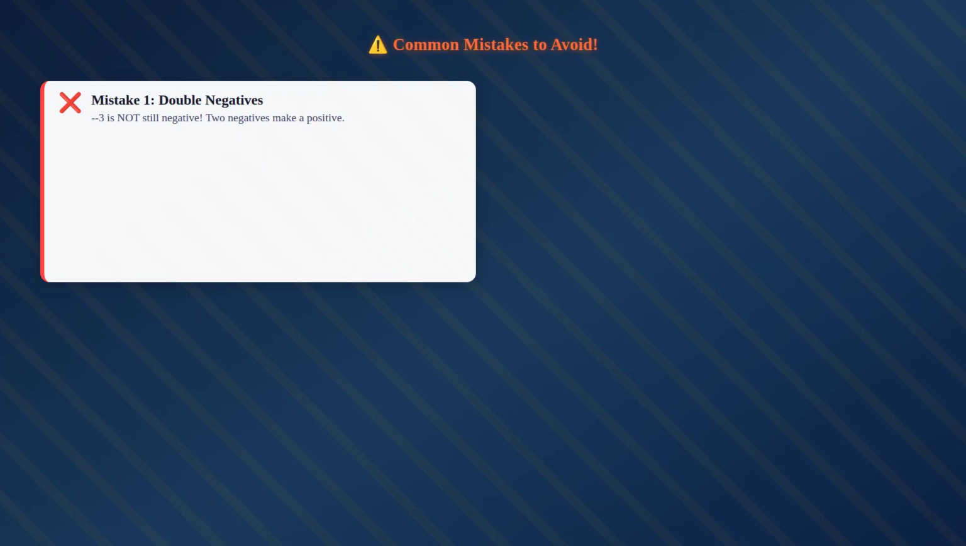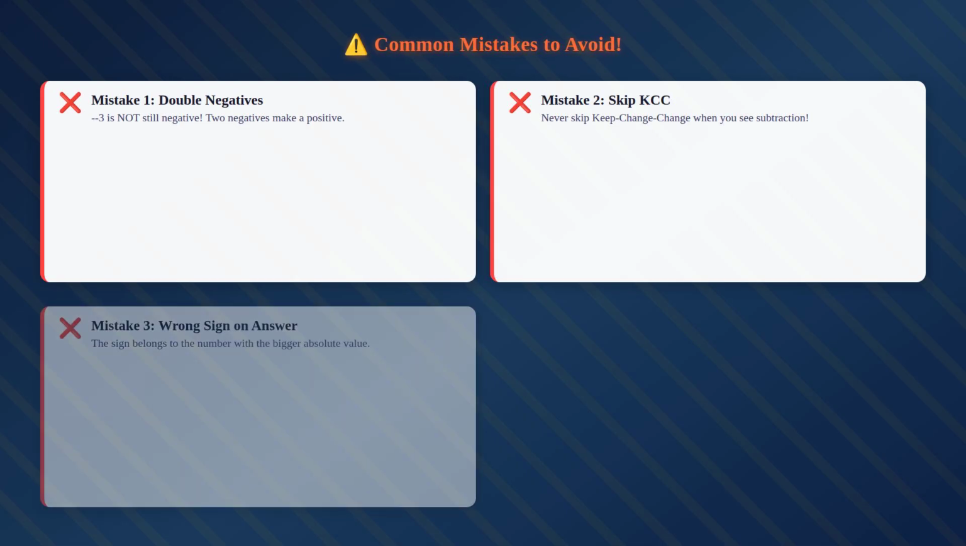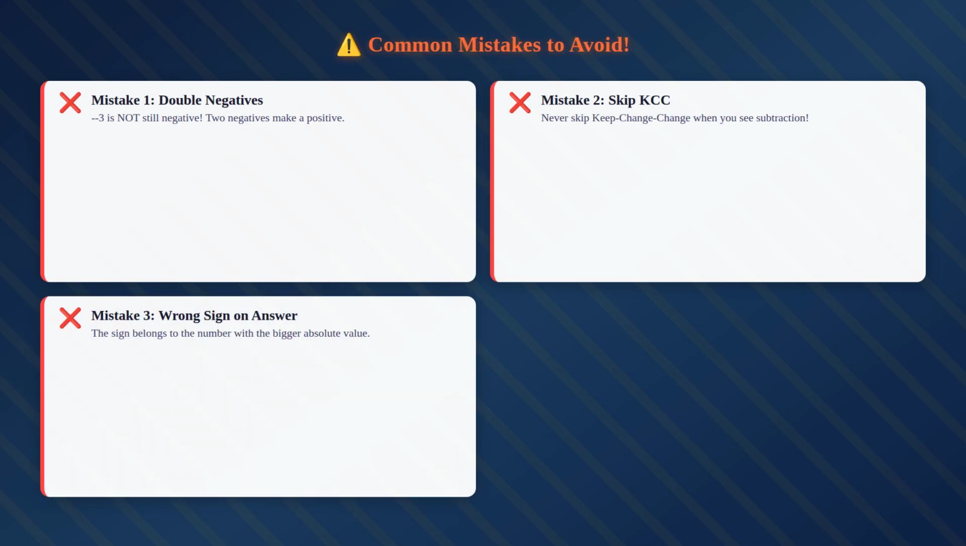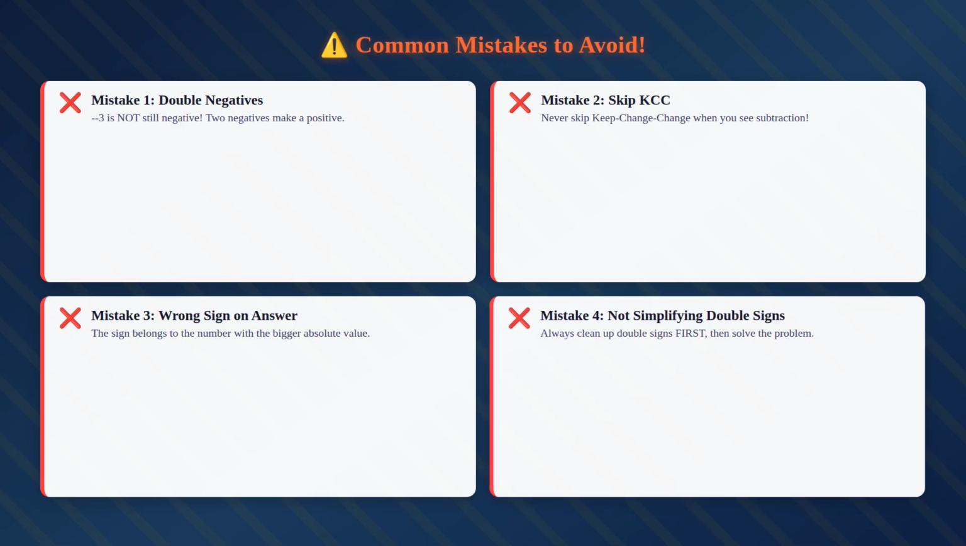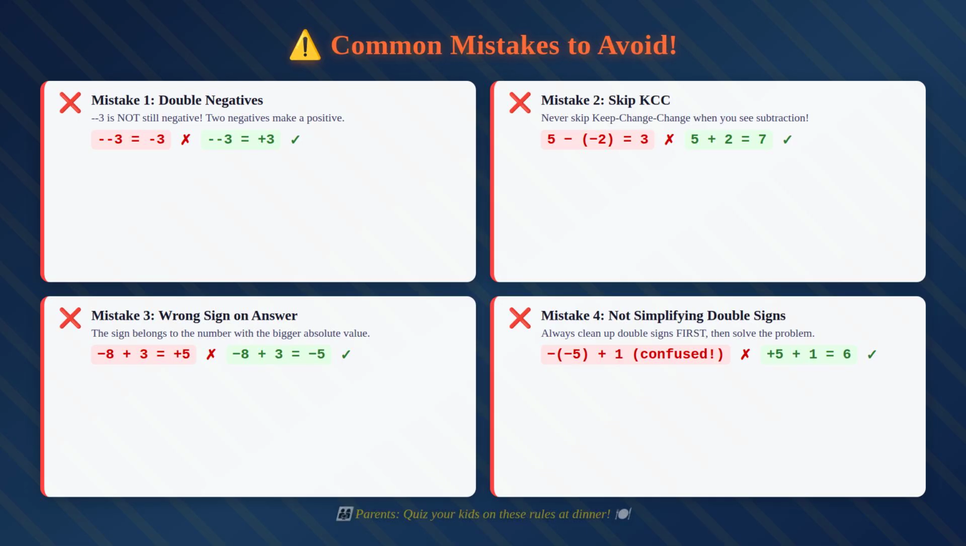You nailed it. Before we wrap up, let's talk about the most common mistakes students make, so you can avoid them. Mistake number 1. Forgetting that 2 negative signs next to each other make a positive. Negative negative 3 is just positive 3. Mistake 2. Skipping the keep change step and getting confused. Always use KCC when you see subtraction.